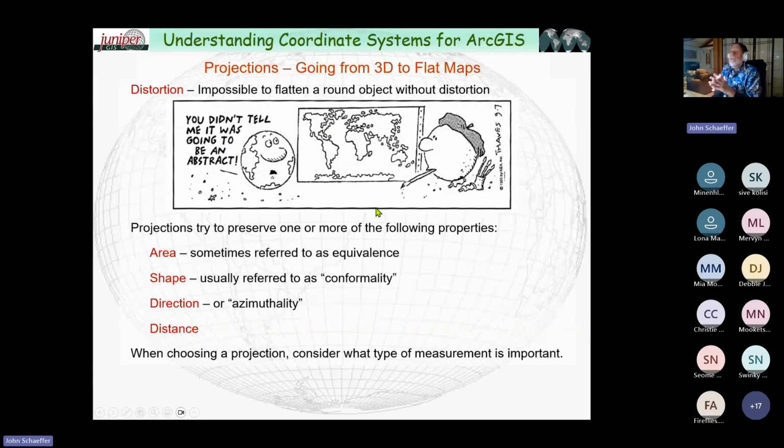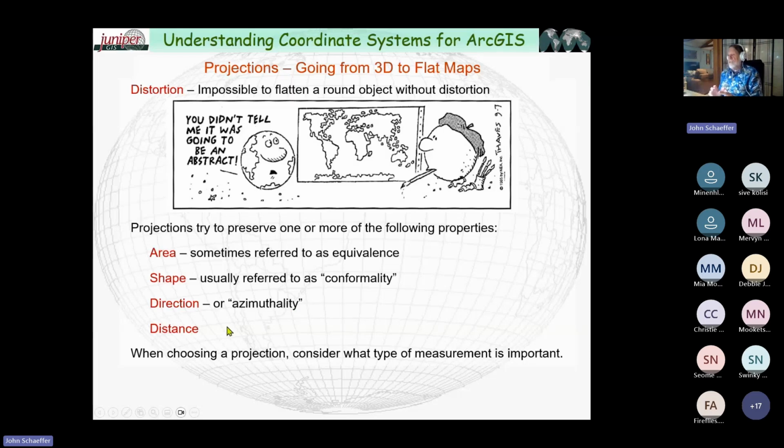Okay. So going from 3D to flat maps, distortion: it's impossible to flatten a round object without distortion. In the old traditional geography class, they take an orange peel and peel it and press it down, and of course it gets squished. Pretty obvious. So when you are working with projections, there are four main types: area, sometimes called equivalence; shape, usually referred to as conformality; direction, or azimuthality; and distance.